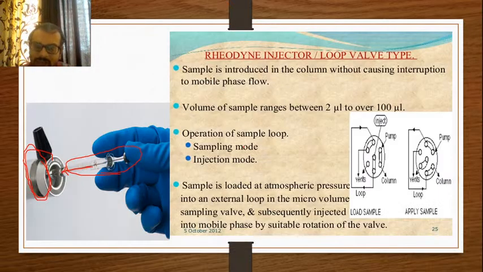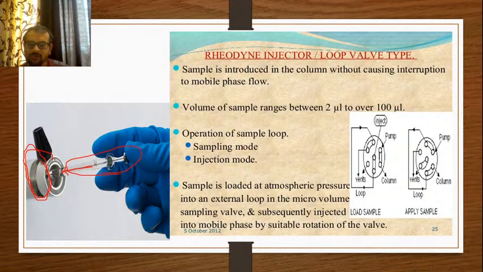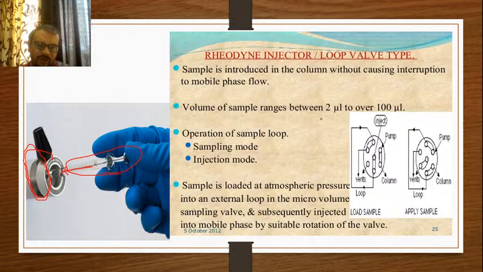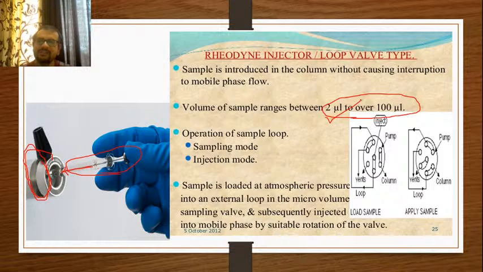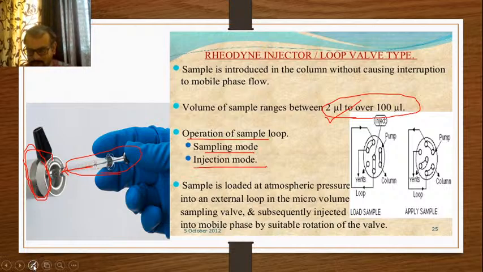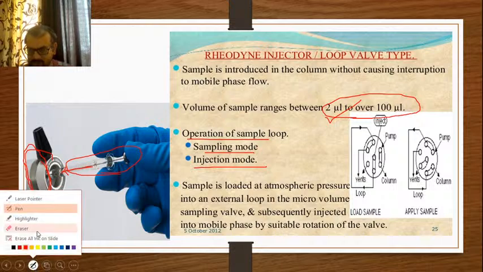Now with the Rheodyne injector, the sample is introduced into the column without causing interruption to the mobile phase flow. Remember, this introduction does not affect the mobile phase flow capacity or velocity. Okay, the volume may range from 2 microliter to 100 microliter. Remember, the volume in the case of a Rheodyne injector is 2 microliter to 100 microliter. Operation: sample mode and injection mode. Remember, here is the sample mode. Okay, let me erase it.